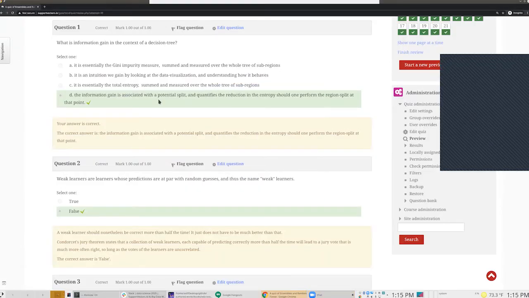So what is information gain in the context of a decision tree? This is just a review question to make sure you haven't forgotten from last week. It is the differential between the entropy now and the entropy if you split on a region, based on the size of the region, like size weight, proportion weight, entropy of those regions.